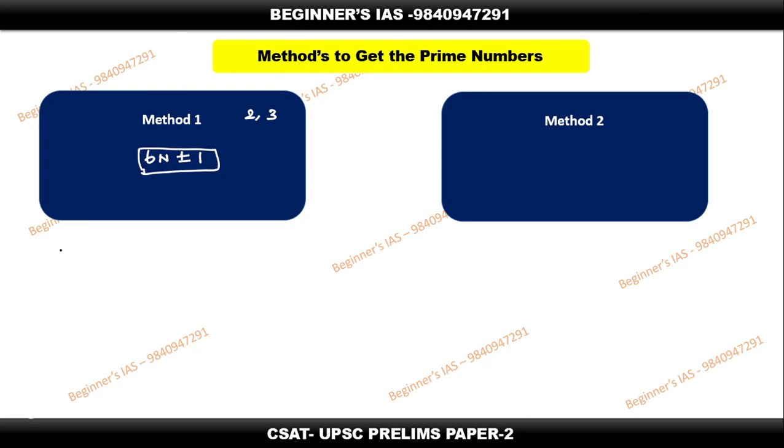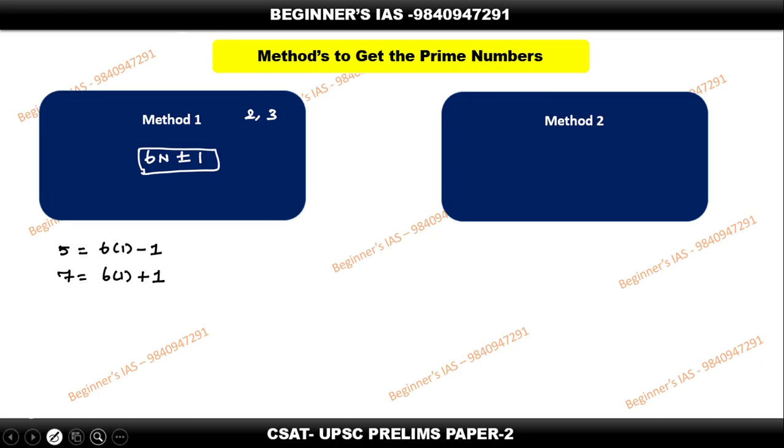Here, 5. This 5 can be written as 6 into 1 minus 1, which means that it can be expressed in the form of 6n minus 1. And then the other number, 7. The 7 can be expressed in the form of 6 into 1 plus 1. So this is nothing but the 6n plus 1 method. Just try it with 11, 13, 17, 19, and so on.